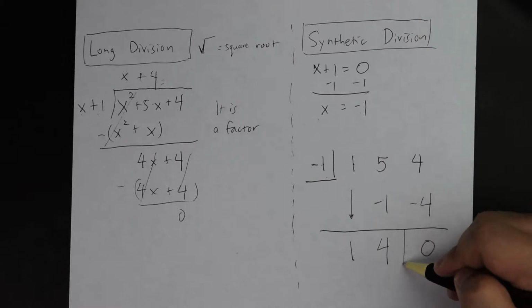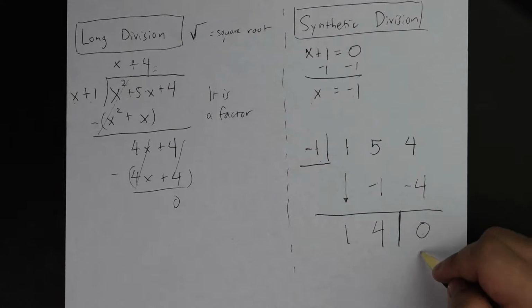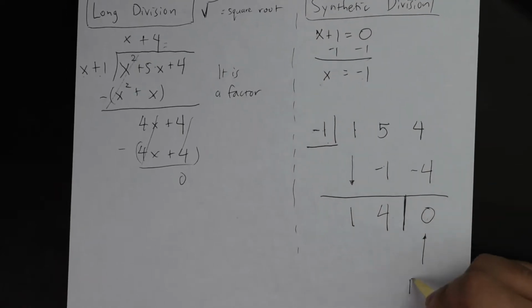And I'm going to draw a line down here on purpose. The reason why I draw the line down is that I need to remember that this value right here, the 0, is going to represent my remainder.